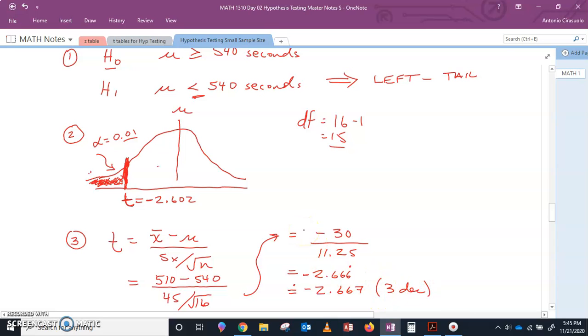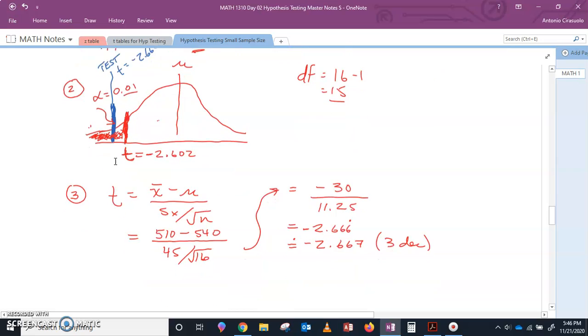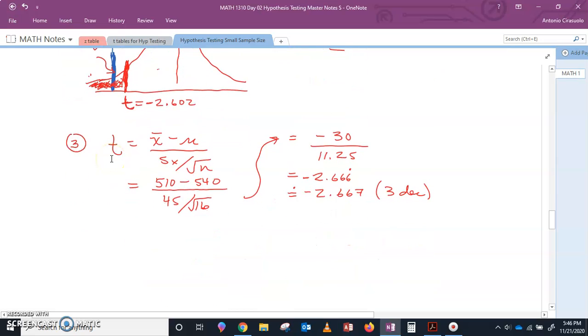All right, so let's go put that down into our picture. And according to this, negative 2.667 is going to be in this region here. All right, so that's our test value. Okay, so you can see then our decision in this case is to reject our H naught.